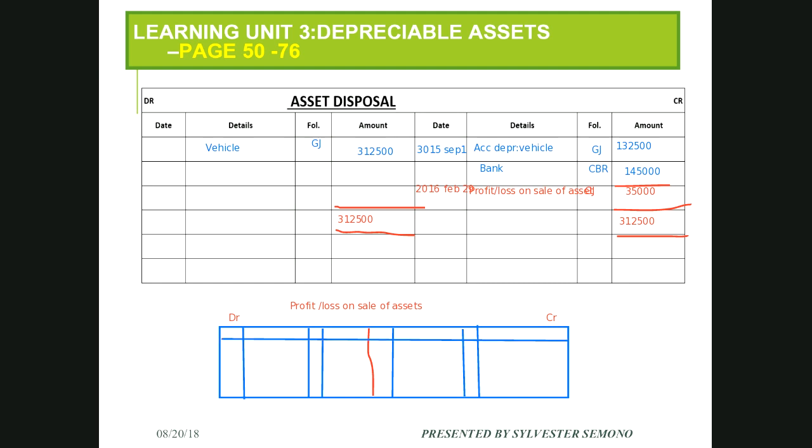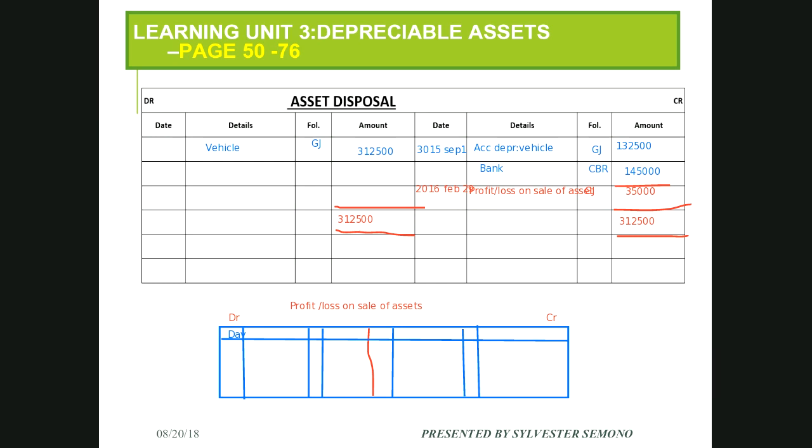So I'm just saying if they ask you to do that, okay? What value would you put, remember, in the profit and loss? You're talking about the profit or loss on sale? Yes, you can also. This 35,000.